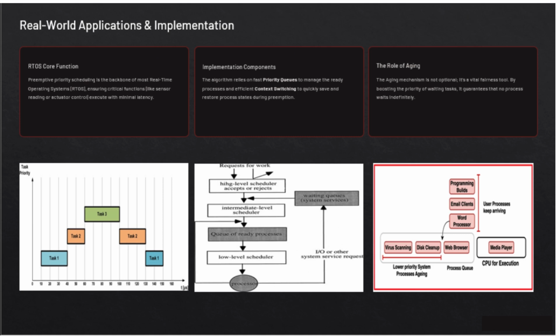Next, real world application and implementation. In real world systems, preemptive priority scheduling is the core mechanism of most real time operating systems (RTOS). These systems control things like sensors, robots, or industrial equipment where delays can cause errors. The implementation relies on two main components: priority queues to manage processes based on their priority level efficiently, and context switching to save and restore processes quickly when preemption happens. Also, don't forget the aging mechanism. It ensures fairness by preventing low priority tasks from waiting forever.